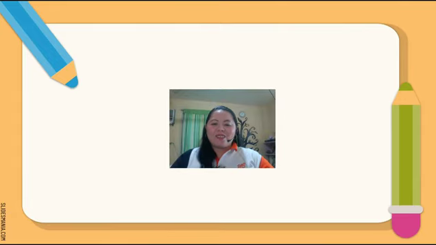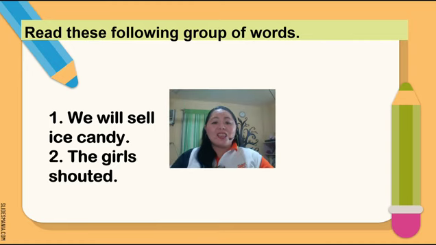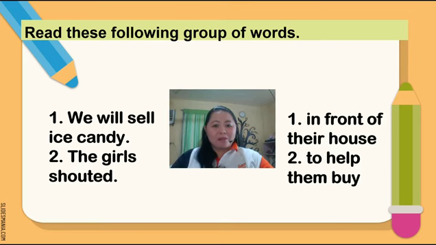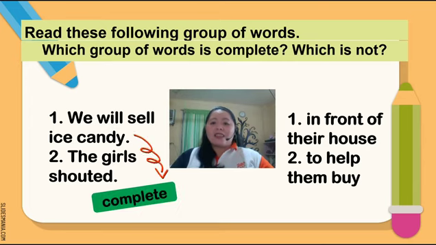Let us now read the following group of words. We will sell ice candy. The girls shouted in front of their house to help them buy. Now, among this group of words, which do you think is complete and which is not? When I say complete, it means these are the group of words from which you can easily understand and would be able to answer the questions that we are going to ask, like who will sell ice candy or who shouted? If your answer is we will sell ice candy or the girls shouted, and that is correct.